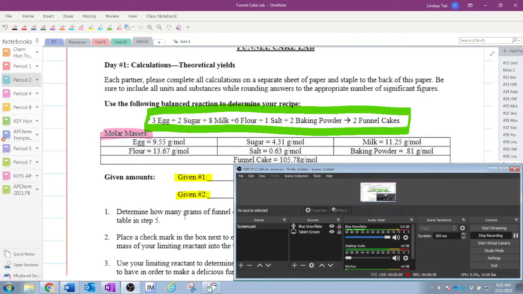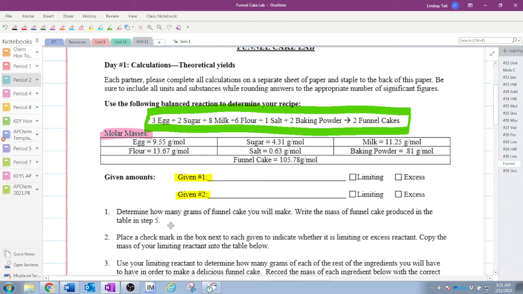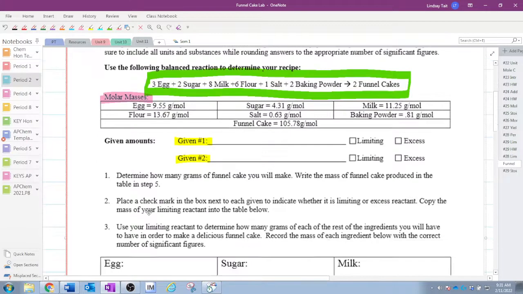There's an issue. All right, so those are your 2 givens. One of them is your limiting reactant. The other one is in excess. So getting to your calculations, guys, the first thing you've got to do is figure out which one of these is your limiting reactant. You don't have to highlight this paper, but you're using these as your 2 givens. And for question 1, you're trying to find grams of funnel cake.